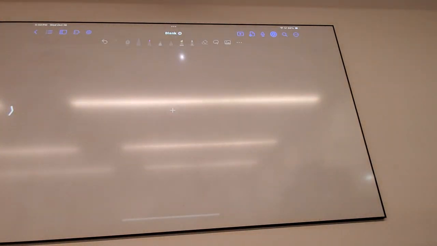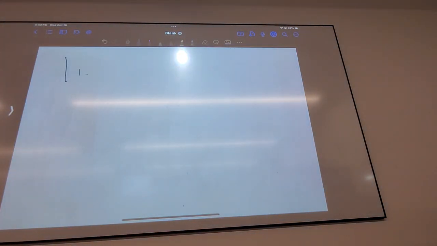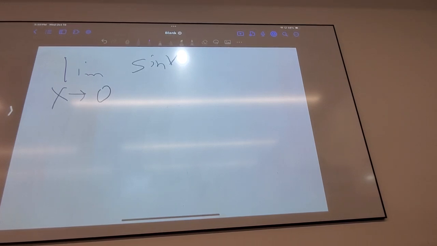So, for example, you guys remember this? We never really proved it. We sort of did a table, and it sort of said, ooh, it looks like it's going to 1. We never really proved it. But now, can I use L'Hopital's? What form is this in? 0 over 0. So let's use L'Hopital's.